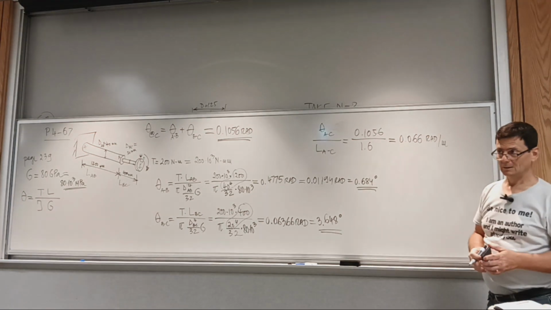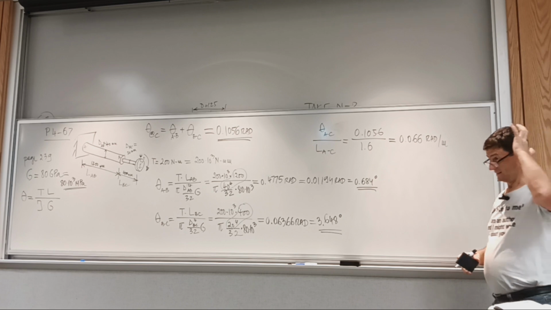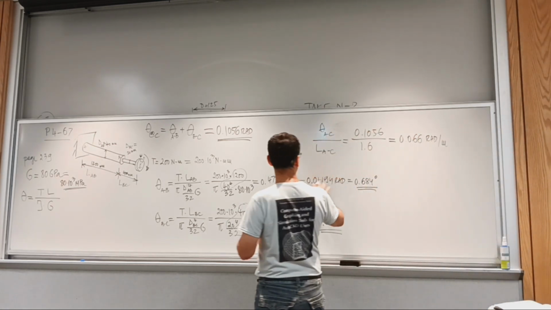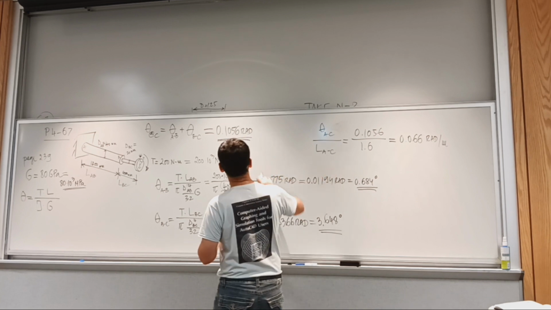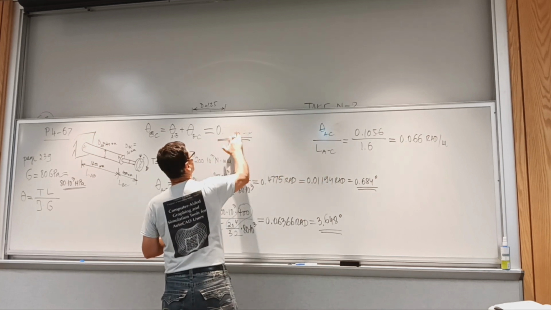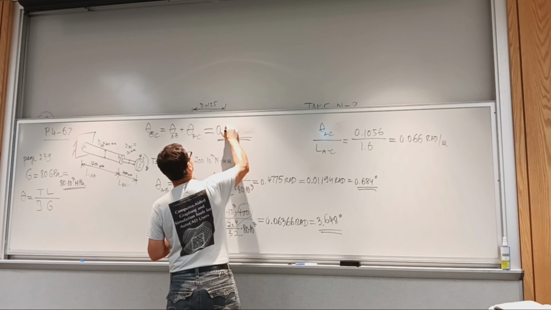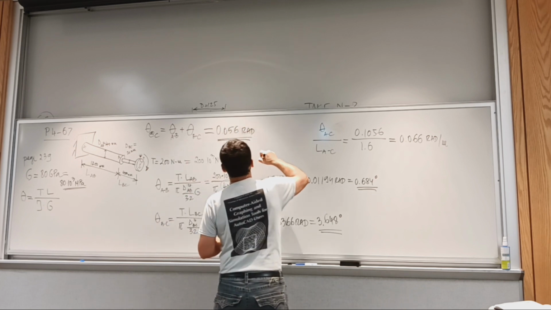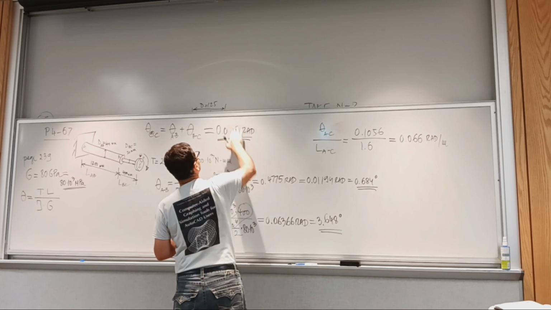I got 0.0756 when you added the two. Maybe I, oh, you know what I did? I added this one. So what is the correct value? 0.0756 radians per meter.